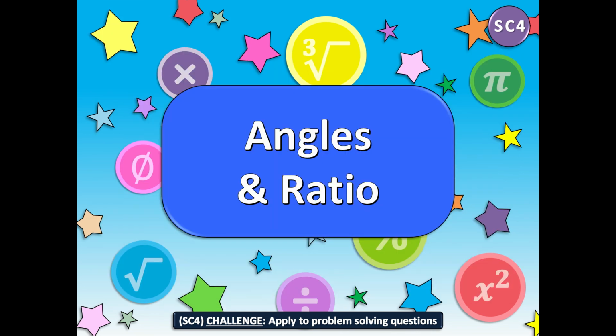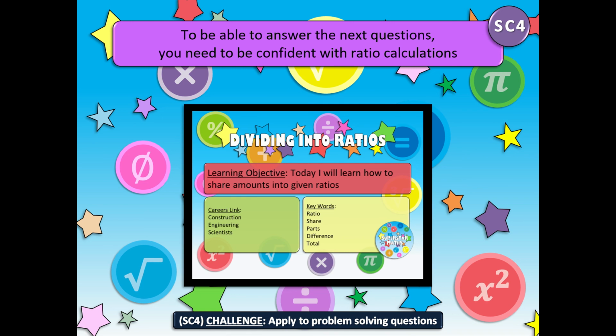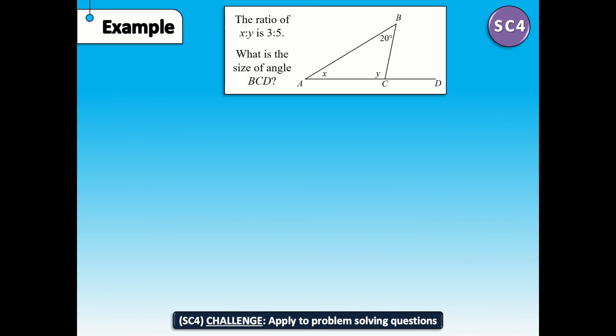So we can also get questions involving angles and ratio. So if you're unsure about ratio, make sure you watch the video on dividing into ratios. So we're told the ratio of x to y is 3 to 5. So what is the size of angle BCD?